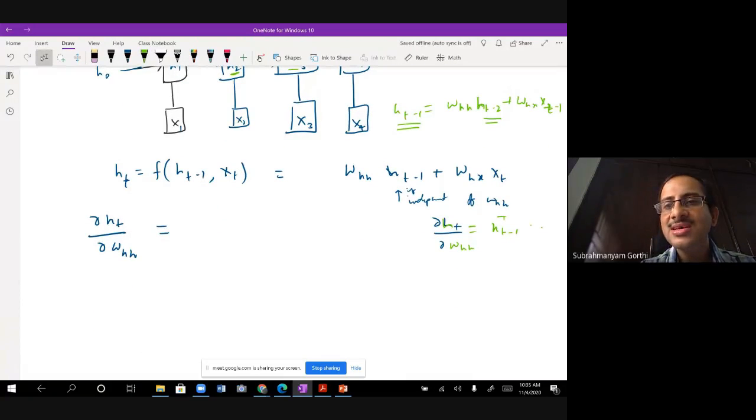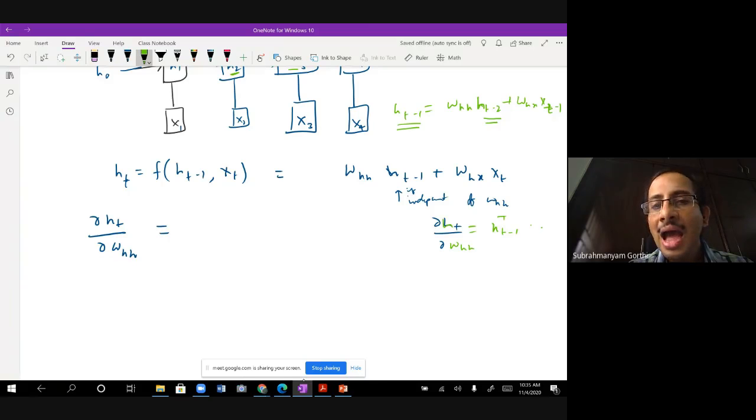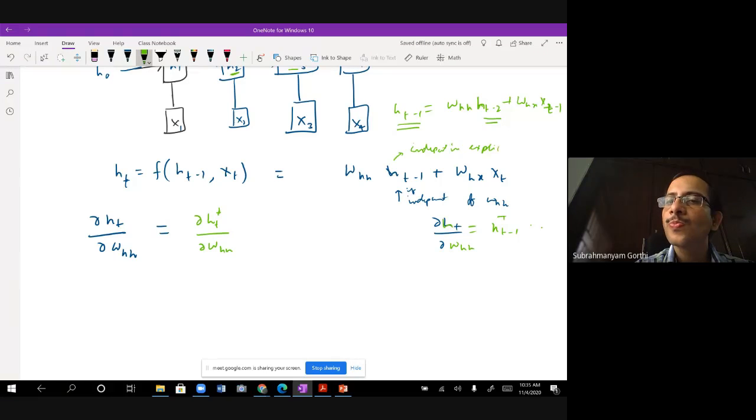And hence, when it is not independent, what do we do? Let us write partial derivatives. Once we assume this is independent and write a derivative with respect to this, and another time we assume that this is independent and write a derivative with respect to that. So explicit derivatives and implicit derivatives we will write. Now I will write only the explicit derivative, that is, if W_hh is explicitly present, that only I will count, otherwise I don't count. Explicit derivative means this is considered independent. That is when I write with a plus sign.